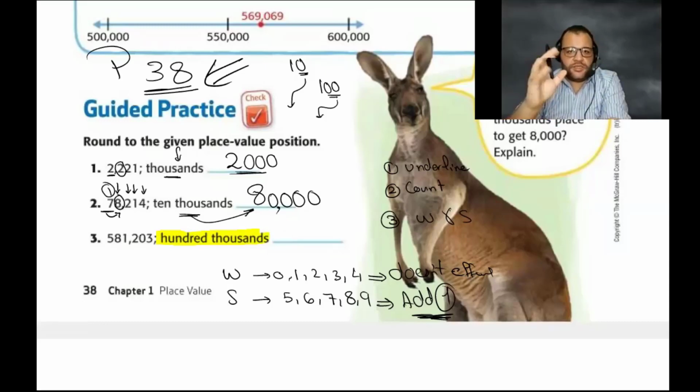I don't need the answer, please. Listen, please. Number 1, underline the digit. Which digit do I have to underline? Which digit lies at the 100,000? 5. That's question number 1. Question number 2.